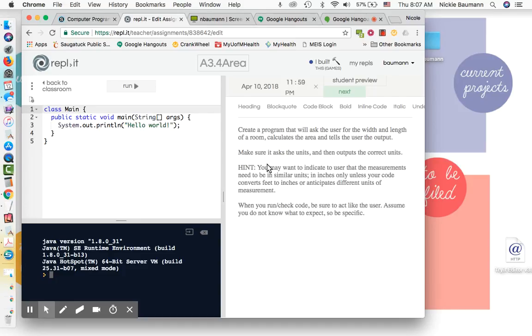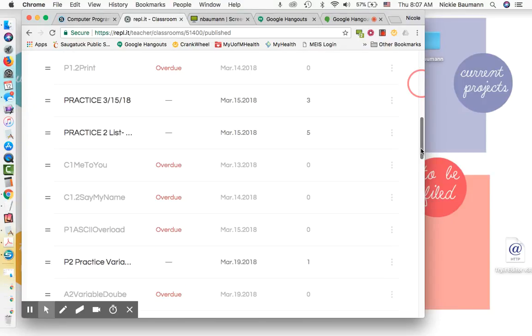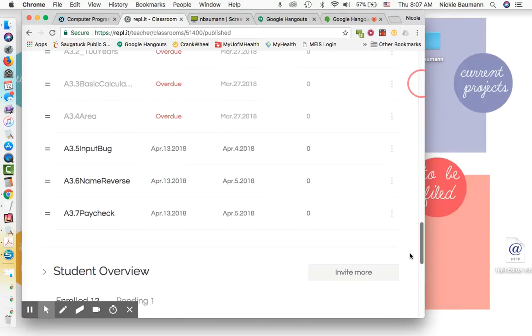Questions about area? No? Okay. And then I'm trying to think if there might have been a few other ones that weren't hugely obvious that everyone struggled with.